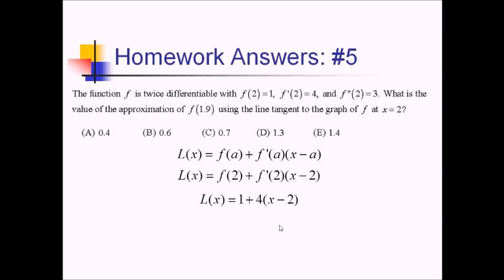And what we actually need is to know the approximation at 1.9. This was a no calculator question, so we have to do our best without the calculator. Let's plug in 1.9 for x and hope things aren't too nasty. So 1.9 minus 2, that's going to be negative 0.1. So this is going to be 4 times negative 0.1, which is really just negative 0.4. So we've got 1 minus 0.4, which we should hopefully be able to do without a calculator. That is 0.6, which gives us answer choice B.